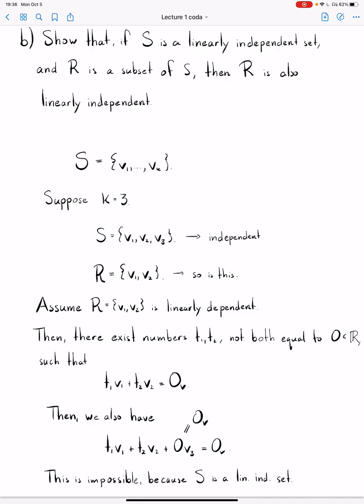And what this is really showing you is that if you have a given linearly independent set in a vector space, then any subset of that is automatically itself linearly independent. So one way to say this that might help in remembering it is that subsets of linearly independent sets inherit the property of linear independence. Okay, they inherit the property of linear independence.